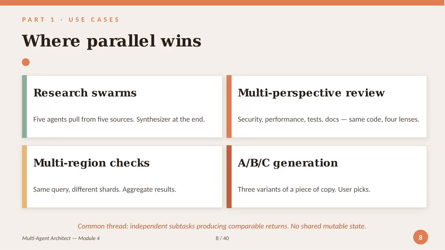Four canonical use cases for parallel dispatch all share a shape. Research swarms. You have a question that benefits from pulling context from 5 sources: internal docs, external APIs, search results, codebase, prior conversations. 5 agents go in parallel. A synthesizer agent at the end pulls the threads together.